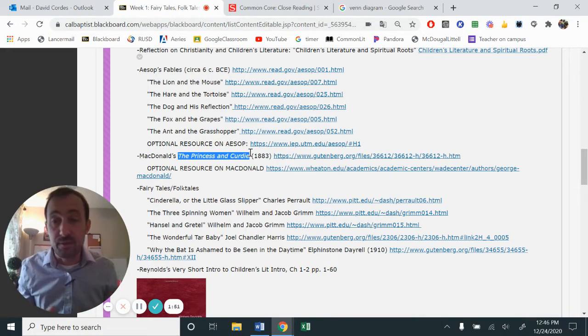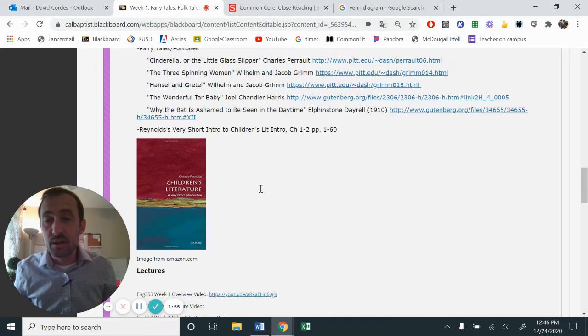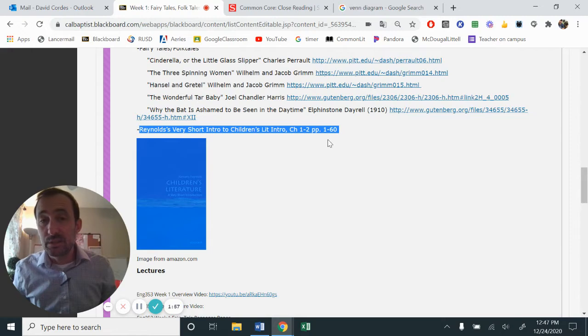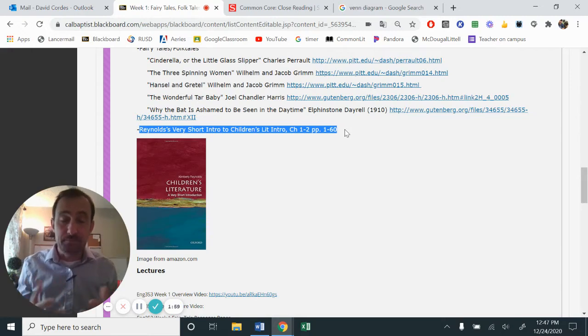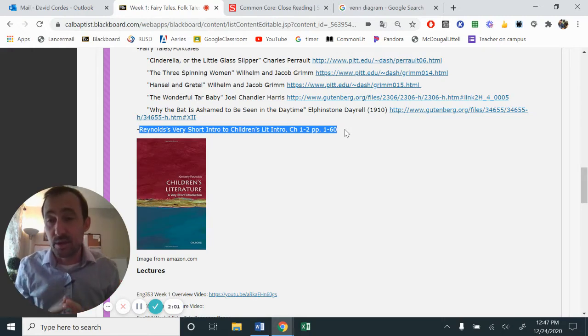So maybe it's one of the fables, Aesop's Fables. Maybe it's one of the fairy tales. You will also really need to make sure that you go through the reading. Now, Reynolds does a great job of providing a lot of information. Sometimes it gets really heavy and theoretical. Sometimes it's just straightforward.